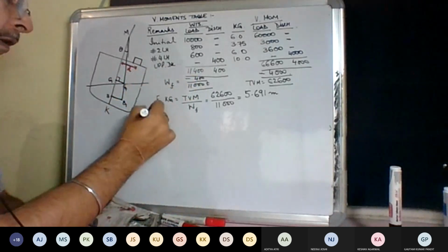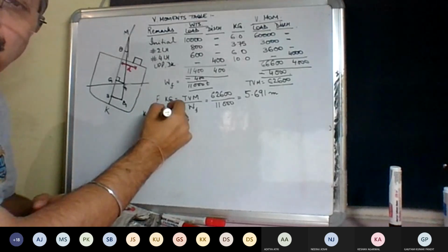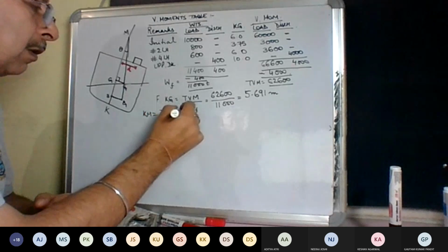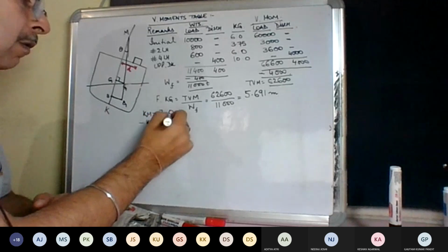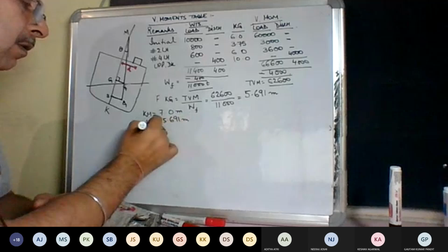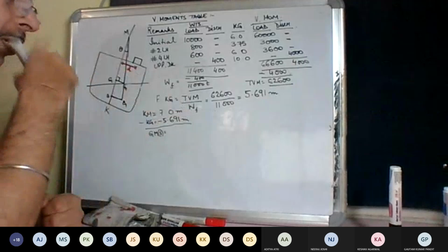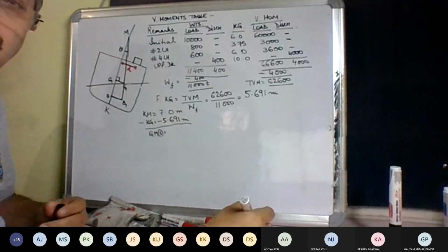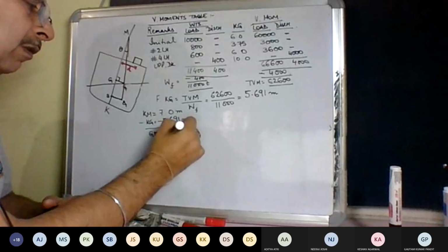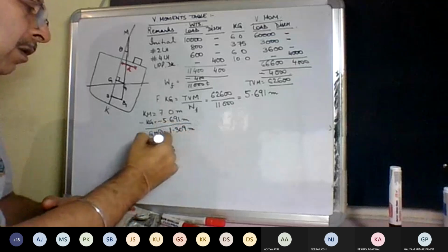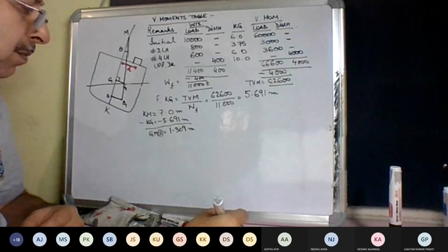So therefore, KM is equal to 7 meters given in the question, minus KG 5.691 gives me GM solid, 1.309. Okay. This gives me GM solid.